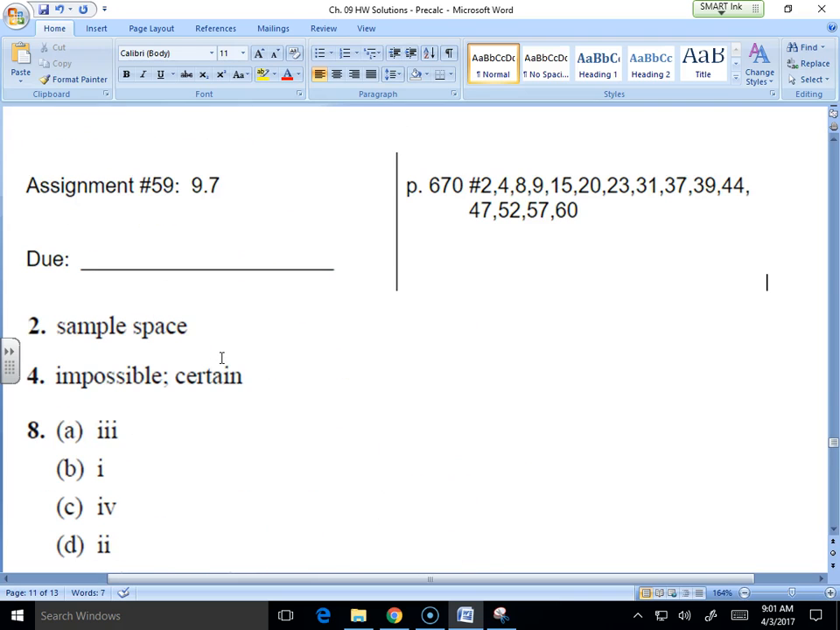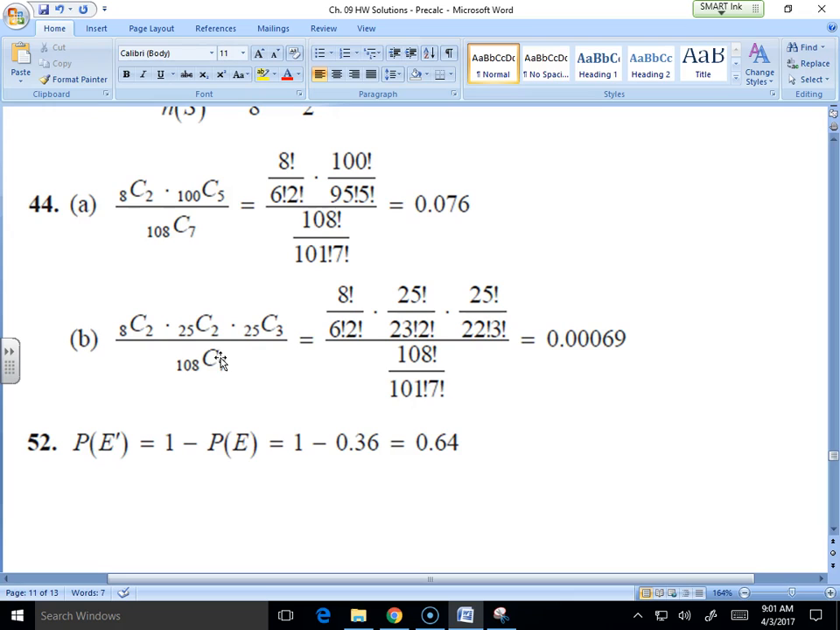Number 44 was the next even, and then 52 and 60. Okay, number 44. There was kind of a lot going on in 44. But for the condition, there was an and, which is why we had to multiply 2 different situations. Out of 8, choosing 2, and out of 100, choosing 5.